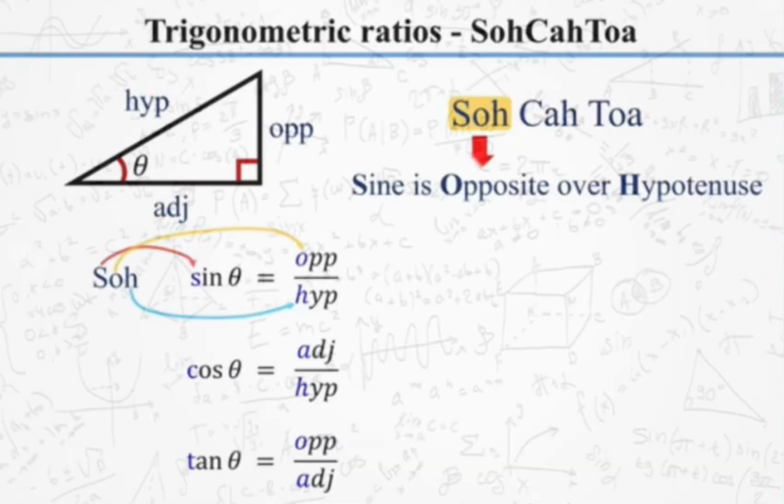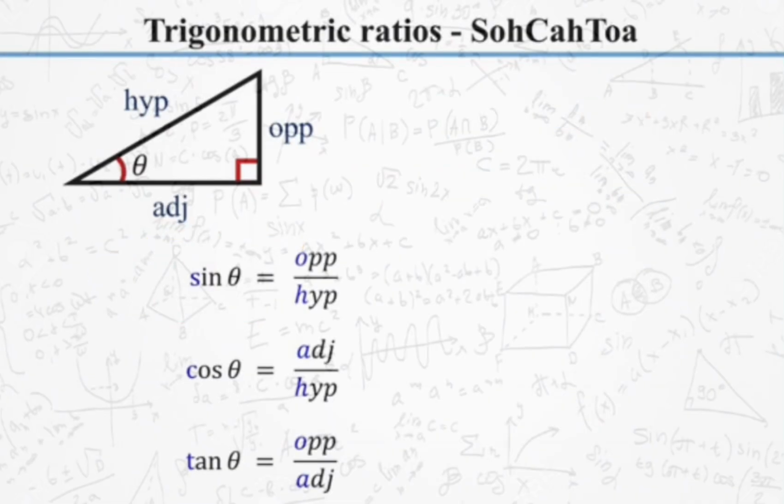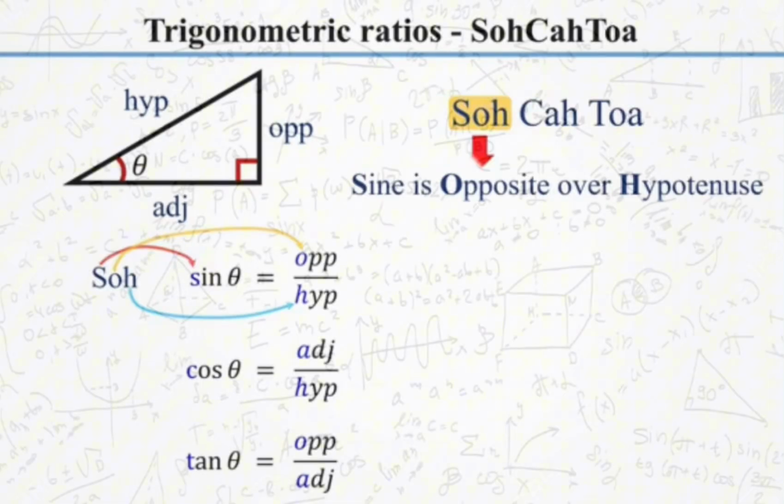Now, let's take it a step further using SOHCAHTOA, a shortcut to remember trigonometric ratios in right triangles. A useful mnemonic to remember these trigonometric ratios is SOHCAHTOA. The first 3 letters of SOHCAHTOA represent the sine ratio. S is for sine, O is for opposite, and H is for hypotenuse. This tells us that sine is opposite over hypotenuse.